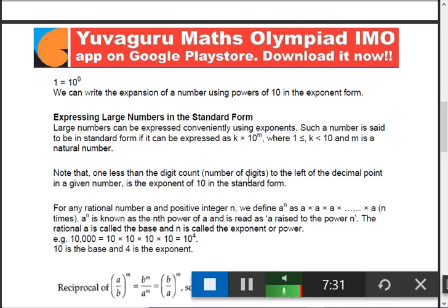Okay. So standard form means any number like 1.5, 2.5, 5.5 into 10 raised to m. Not 100.5, because it should be less than 10. That's why. So 9.5 into 10 raised to say 10, 100, anything.